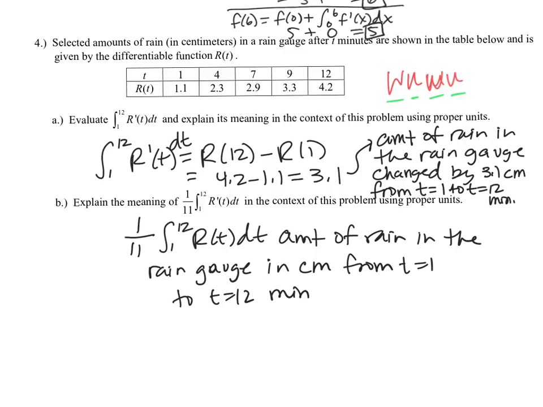And then you might have noticed I left out a really important word. This is the average. The average amount of rain in the rain gauge in centimeters from time t equals 1 to t equals 12 minutes.